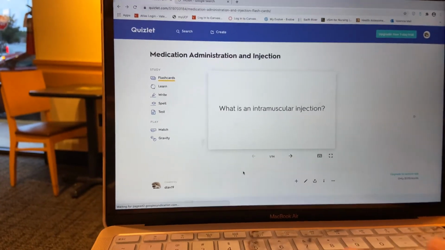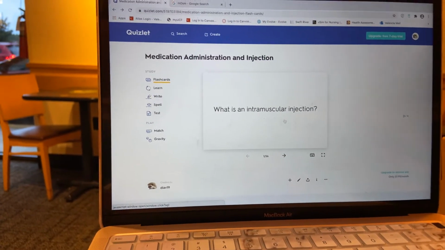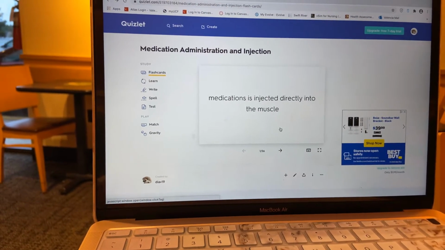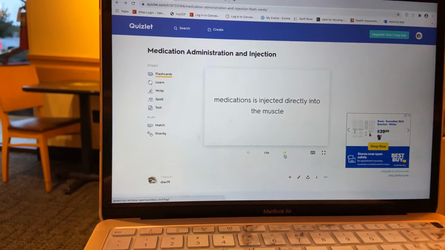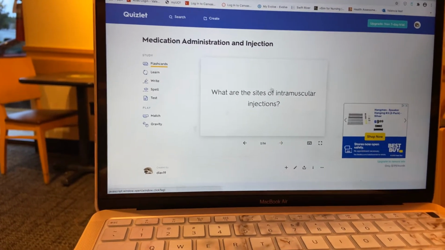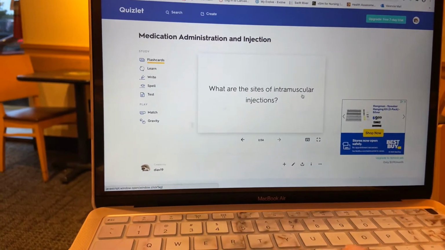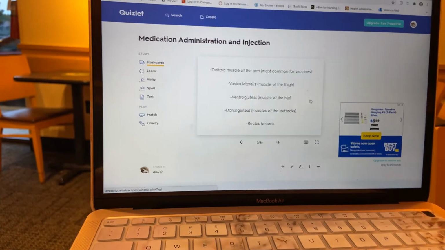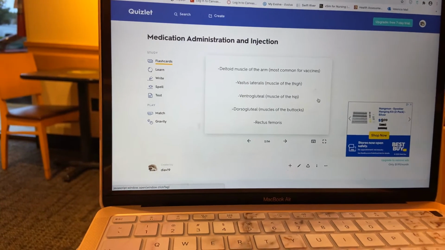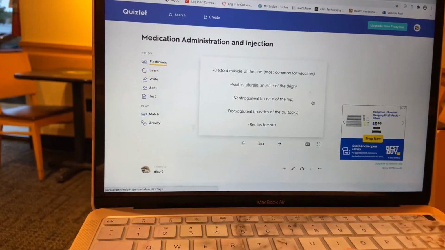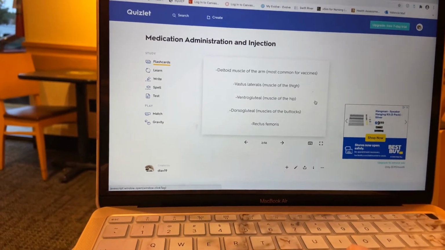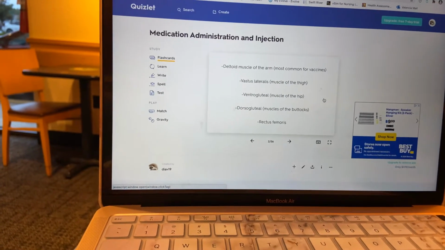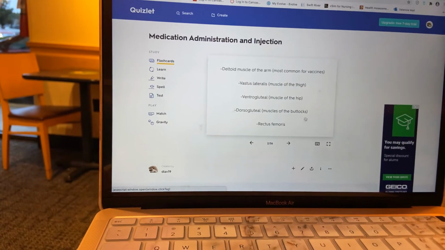Medication administration and injections. What is an intramuscular injection? Medication is injected directly into the muscle. What are the sites of intramuscular injections? Deltoid muscle of the arm, this is most common for vaccines. Vastus lateralis, muscle of the thigh. Ventrogluteal, muscle of the hip. Dorsal gluteal, muscles of the buttocks, and rectus femoris.